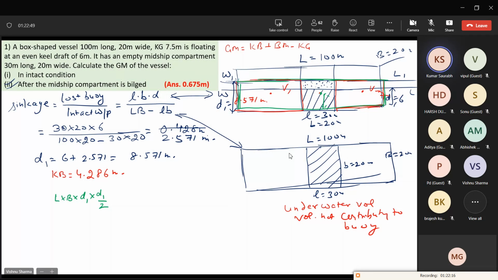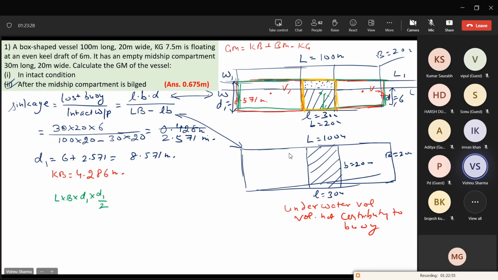Yes, L, B, D1. A small L, a small B is D1. Tell me, from this entire green box, small b and d1, LBD1, right? Somebody said D, does it now? This is the volume in the underwater. This volume is under the water, but not contributing to buoyancy. Do you agree with me now, beta? Is that clear now, beta?